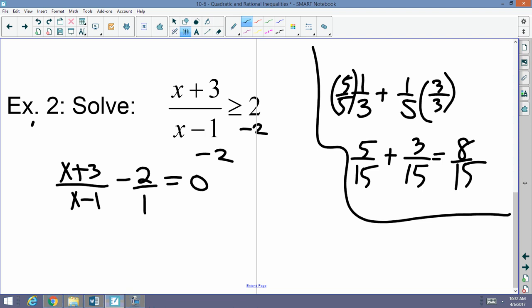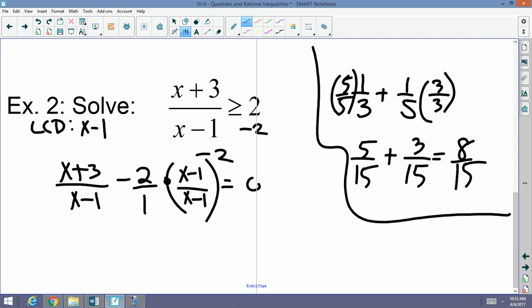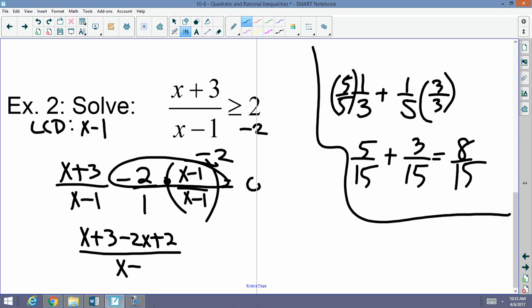What's the LCD? Good. x minus 1 times 1 is x minus 1. Correct, guys? Just like here, how did you find the LCD? It was 3 times 5, 15, right? What do I need to multiply to this guy to get x minus 1 as a denominator? x minus 1. So now I have x plus 3, distribute that, minus 2x plus 2, over the common denominator of x minus 1.